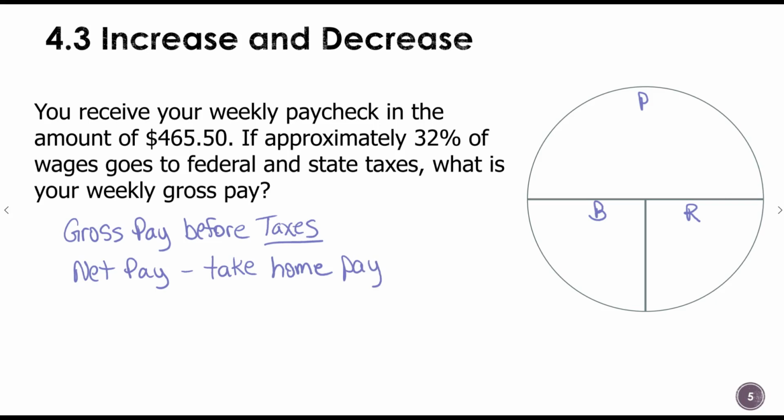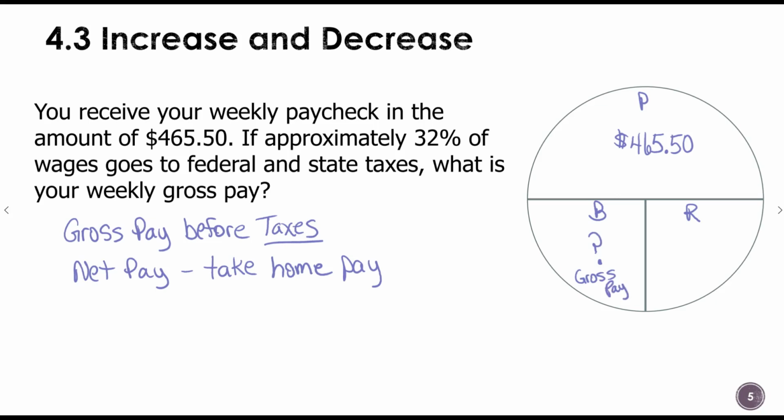All right. Okay. So my portion, right? The portion of the gross pay is the amount I bring home, which is $465.50. I hope that makes sense, right? That's a portion of my gross pay because it's only part of it. The rest of it goes for insurance and taxes and various things. Okay, so I'm looking for the base, which would be my gross pay, right? I'm looking for gross pay.